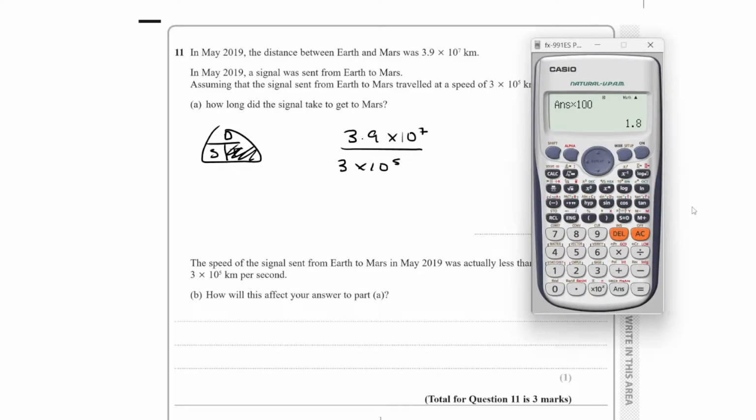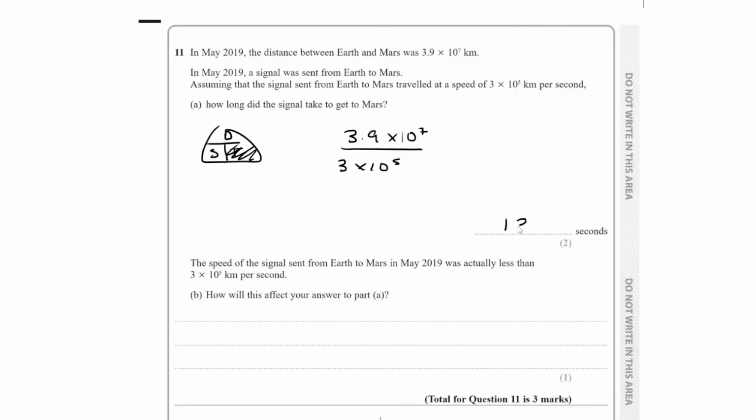And I'll just type that into my calculator literally as it is. 3.9 and then 3. And you can see we get 130. They haven't said about leaving it in standard form or anything, so I'm just going to write 130 seconds. That makes sense there. Then for part B, the speed of the signal sent from Earth to Mars in May 2019 was actually less than 3 times 10 to the power 5 kilometers per second. How will this affect your answer?